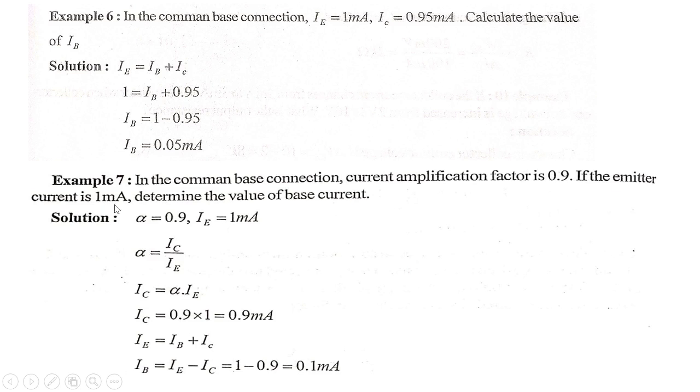Next example, in the common base connection, current amplification factor is 0.9. If the emitter current is 1 milliampere, determine the value of base current. Now here alpha equal to 0.9 and IE equal to 1 milliampere, that is emitter current. So alpha equal to IC upon IE. So IC equal to alpha into IE. So IC equal to 0.9 into 1, that is equal to 0.9 milliampere. And IE equal to IB plus IC. So IB equal to IE minus IC, that is equal to 1 minus 0.9 equal to 0.1 milliampere.